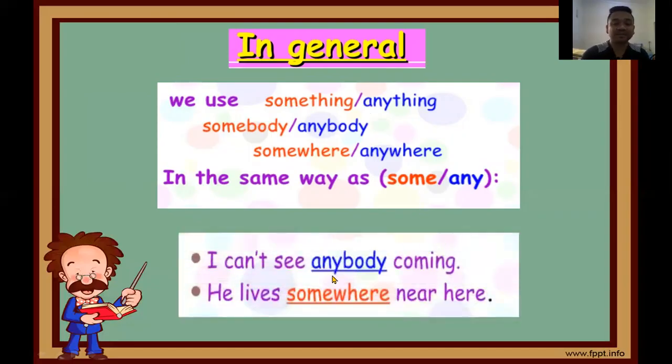Now say for example, I can't see anybody coming. So here it is negative, can't, and take note, anybody. It starts with any, and then the rest of the sentence. Okay, next one, he lives somewhere near here. He lives somewhere near here, and this is a positive sentence. So it starts with some. Somewhere near here.